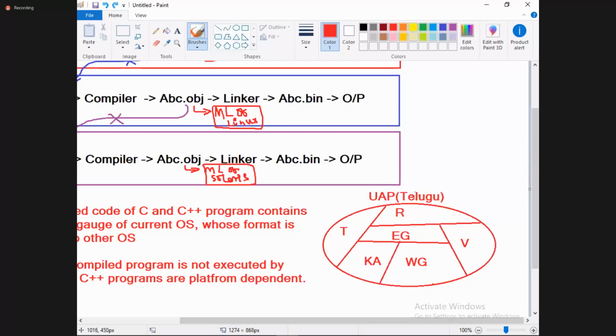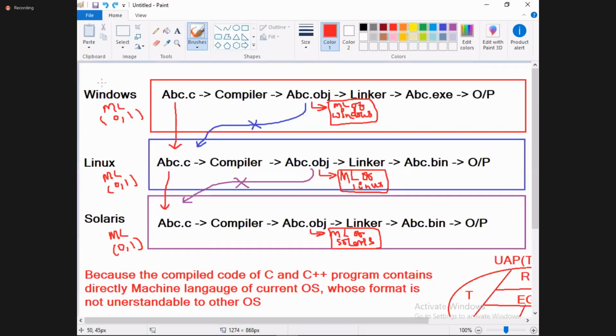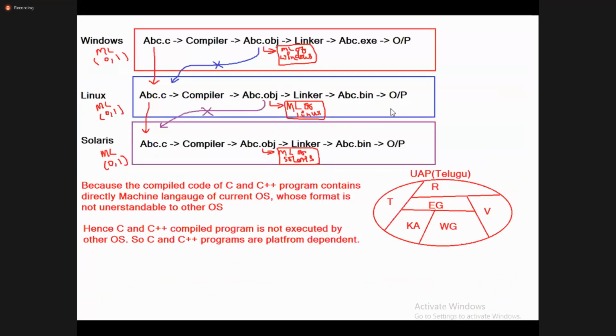If you observe, you can consider Telugu as nothing but machine language, and Windows is nothing but Telangana, Linux is nothing but Andhra, and Solaris is nothing but Rayalaseema. So the slang of one language differs from one part to another, even though the language is the same. I hope I am able to convince you. Machine language is changing from one operating system to another operating system. I hope I convinced you. All the people accepted?